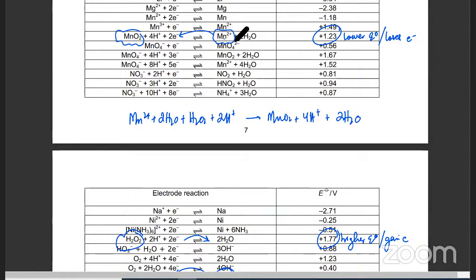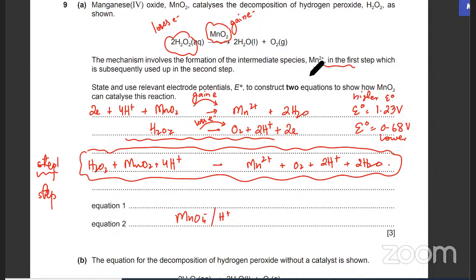So I said, now in the first step, this reaction happened in the opposite direction because they told us that MnO2 gained electrons and turned into Mn2+. So MnO2 turning into Mn2+, the reaction would be gaining electrons. It's the same equation, 1.23 volts. But right now it's gaining electrons. So in the first step, it's going to be the higher E naught. Okay? So the other thing, H2O2 must be the one that would be losing electrons, right? So it must be the lower E naught.